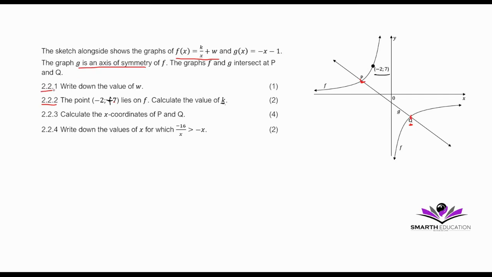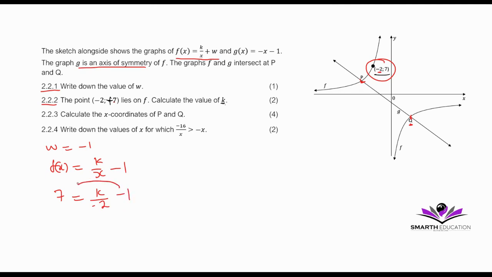In question 221, we managed to find that w is equal to -1, meaning that we have f(x) = k/x - 1. Then we are going to substitute the coordinates of this point. y is 7, so we put 7 there, is equal to k over x. For x we put negative 2. x is -2. Then minus 1.